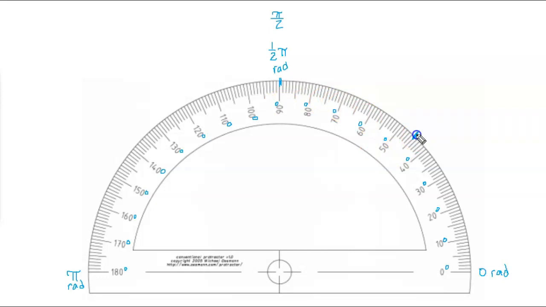If I keep using this same fractional thinking, half of 90 degrees is 45 degrees. 45 degrees is right here. Well, half of a half is a fourth of a pi. And again, we could write that as pi over 4.